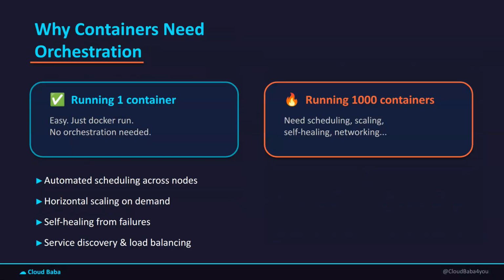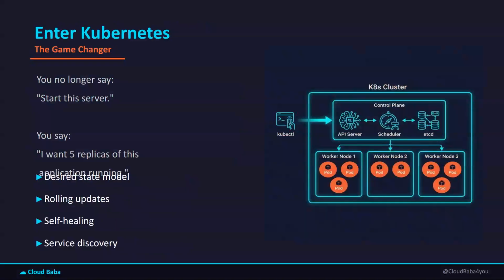You need automated scheduling, which container goes on which node. You need horizontal scaling, spin up more containers once traffic spikes. You need self-healing, if a container crashes, it restarts. And you need service discovery so containers can find each other. Yes, you need orchestration for this. So that's where Kubernetes changed the game.